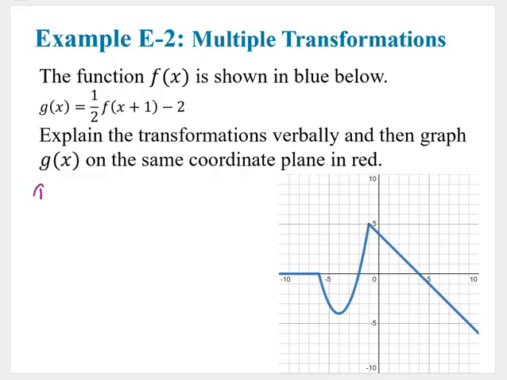So step number 1, again, you are looking for any horizontal shifting. And notice inside, I do have a horizontal shift of left 1. So the first thing I'm going to do is shift this whole graph left 1. So every point is just going to get moved 1 to the left. That point's going to go over here. This point's going to come over here. This point's going to come over here.